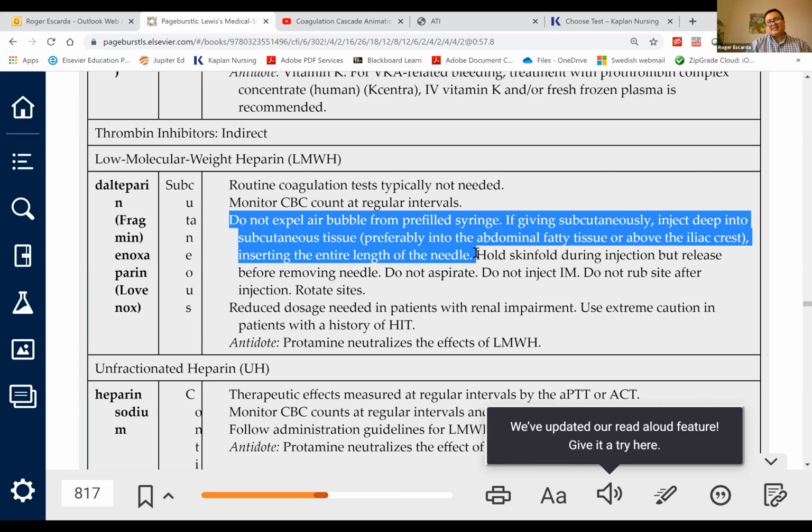Look at the highlighted statement. It says do not expel the air bubble from the pre-filled syringe. Do not touch that air bubble. They put it in there on purpose. This is the pre-filled syringe. There is always an air bubble there. Do not get rid of that. Leave it alone. They put it there on purpose.